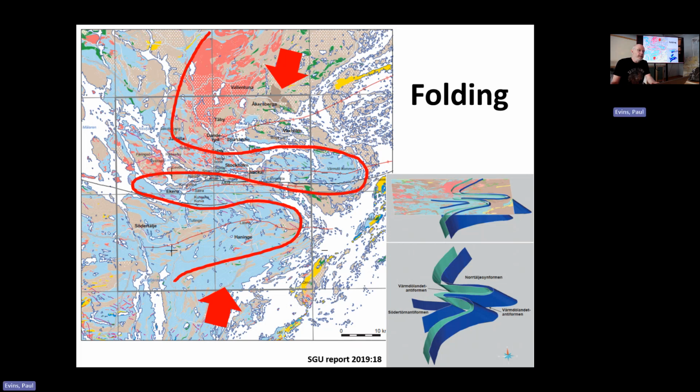And we know that the melt veins come in often during the folding. So this folding, this scale of folding, is probably at 1.85 Ga. I just outlined those major structures here again, here on the Stockholm map.